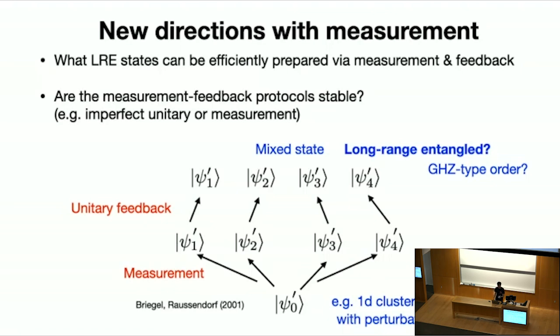So instead, you should say that the final state you prepare is actually a mixed state, which is an ensemble of all these possible trajectories corresponding to different measurement outcomes. So here, the crucial question is, given that you prepare the mixed state, is the mixed state long-range entangled or not? Does it have the same long-range order, just like a GHZ type of long-range order?